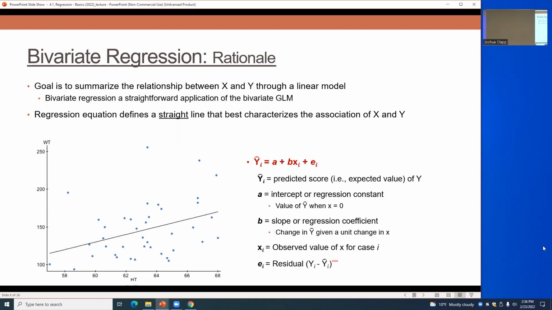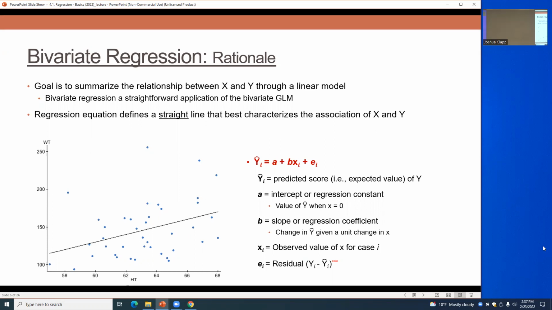My a value, this is my intercept or my regression constant. This is my expected value of y when X is equal to 0. Okay, remember I told you 0 is going to be a very, very important number in all of this. Okay, Amanda, are you surprised when I say a is the expected value of y when X is equal to 0?